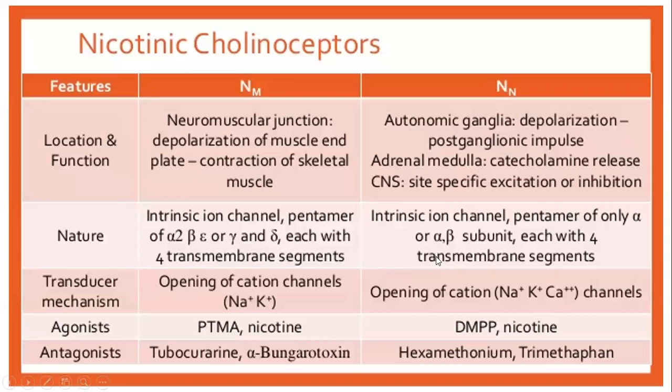And the NN type receptor agonist is DMPP. So what is DMPP? Note down the abbreviation: DMPP means dimethyl phenyl piperazinium. And one more agonist is nicotine. And the antagonists of NN are hexamethonium and trimethaphan. So these are the antagonists of the NN type.